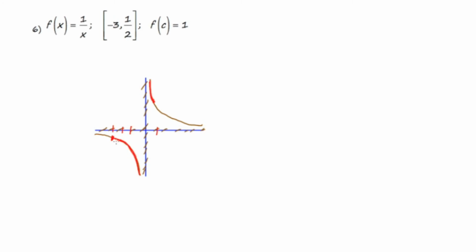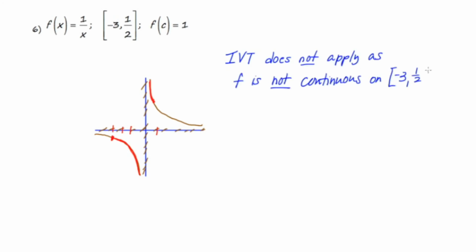But remember, the first condition of the intermediate value theorem is that the function has to be continuous on the given interval. And we can see quite clearly there's a discontinuity, there's a vertical asymptote on that interval. So therefore, the IVT does not apply. But we just have to write a little sentence to explain that. So in this question, we have an example of a function for which the IVT does not apply, and we gave a brief explanation why not.